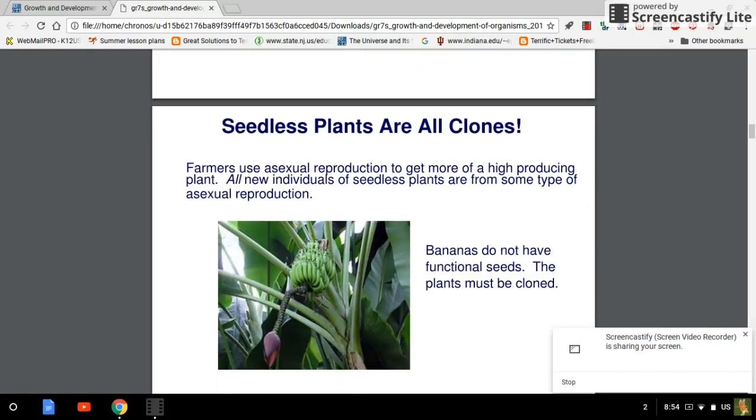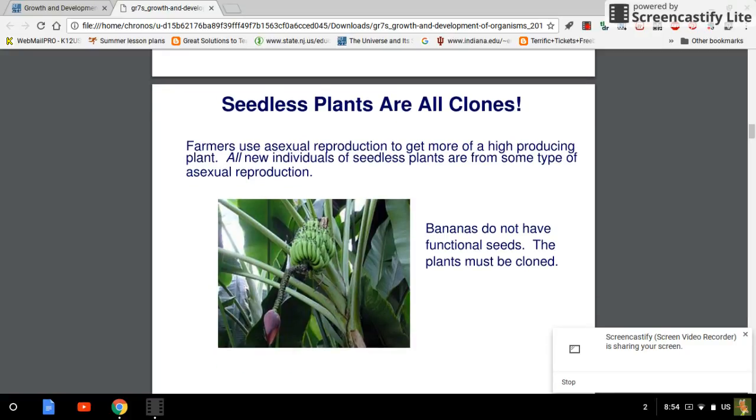Okay, turn your page. Seedless plants are all clones. Farmers use asexual reproduction to get more of a high-producing plant. All new individuals of seedless plants are from the same type of asexual reproduction. Bananas do not have functional seeds, and therefore they need to be cloned.